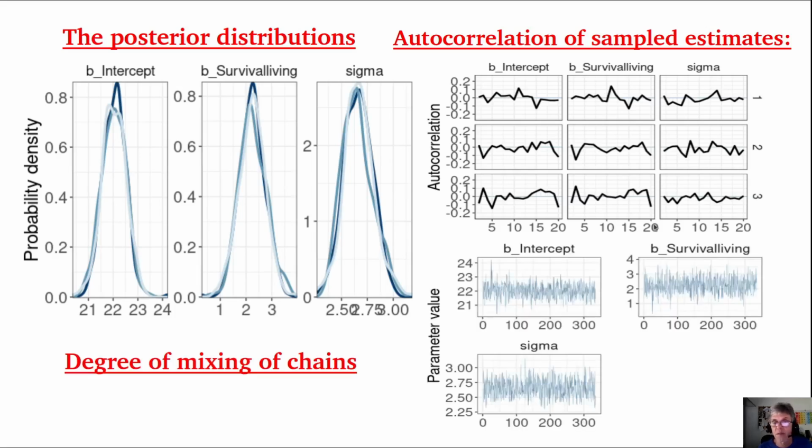The degree of mixing of the chains shows that the 3 chains have more or less sampled or explored the equivalent ranges of the parameters, an equivalent set of values of each of the 3 parameters. That is, no chain got stuck in very high or very low parameter values for many of these iterations, showing a very good degree of mixing of the chains.